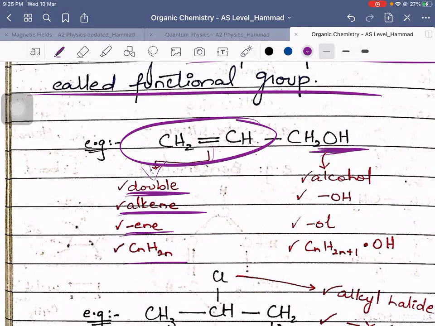The OH part makes it alcohol. With the OH group, there's always an -ol attached at the end of the name of an alcohol. For example, ethanol, 2 carbon atoms; propanol, 3 carbon atoms, and so on.